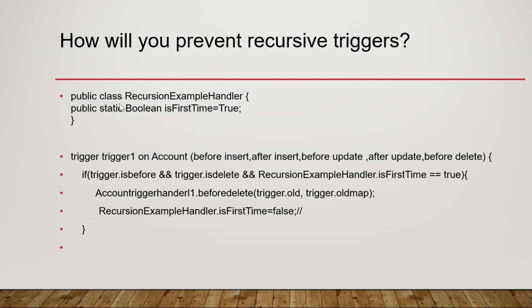You will create a separate class over here, and within that you will have a static variable. You will initialize it to true, and then you will check here if this is the first time within the trigger. In that case you will allow it to fire, and once you run the handler, you will immediately switch off the static flag. So next time when it comes over here, if it is running recursively, it will not enter the business logic. Okay, so it will run only once.